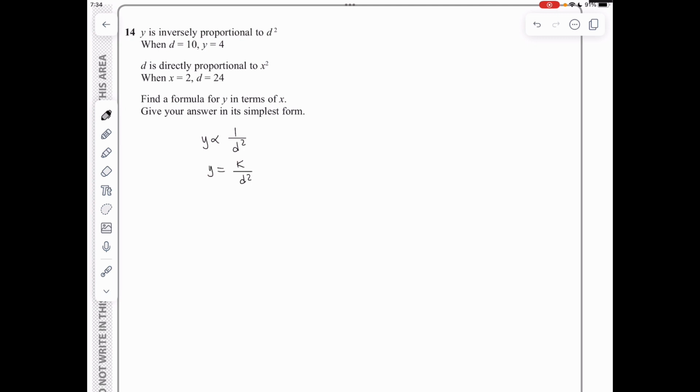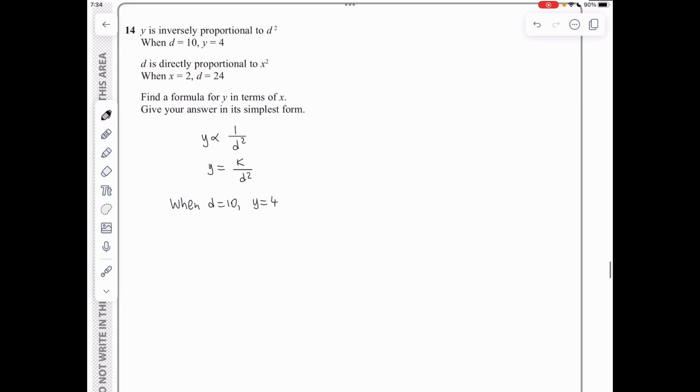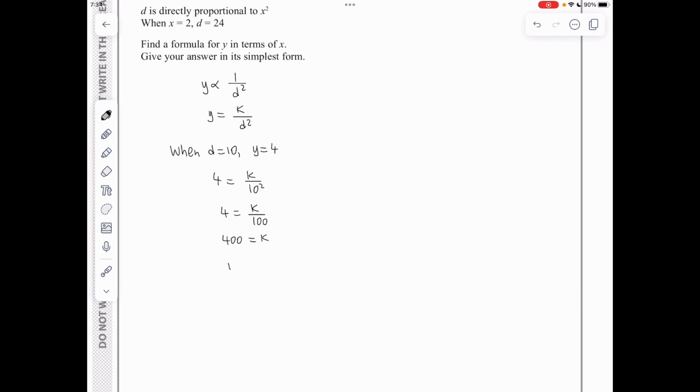a constant of proportionality. We know that when d is 10, y is 4, and I will use this information to find the value of k. So 4 is k over 10 squared. 4 is k over 100, which means that k is equal to 400. And therefore, the relationship between y and d is y is 400 over d squared.